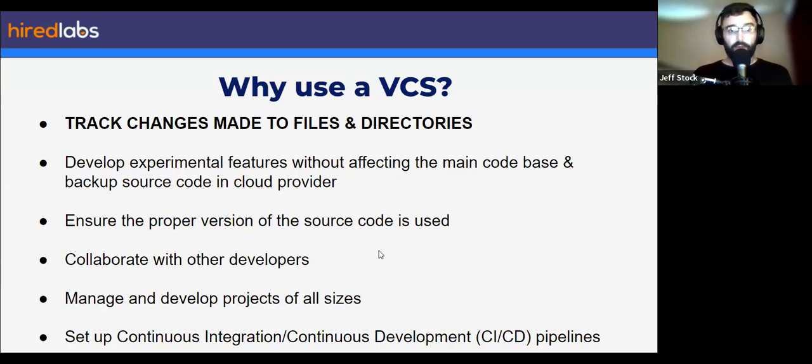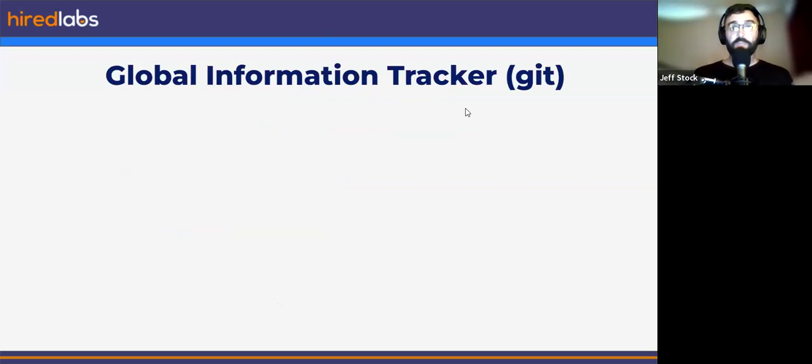So this is sort of the why of version control systems. And we'll be kind of stepping through this quickly. Any questions up to now on any of this? All right. So let's talk a little bit specifically about Git, the global information tracker.